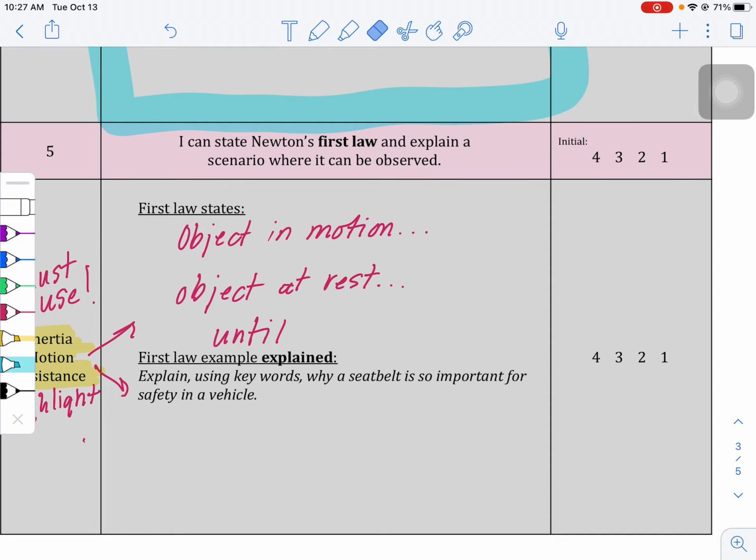You know what's happening here? There we go. Until an unbalanced force.